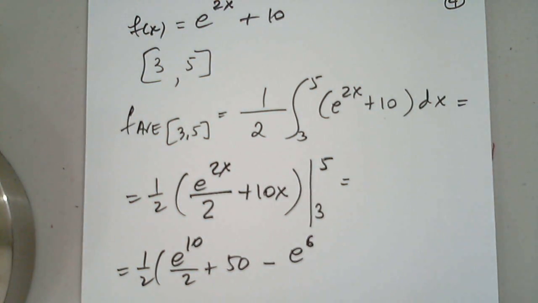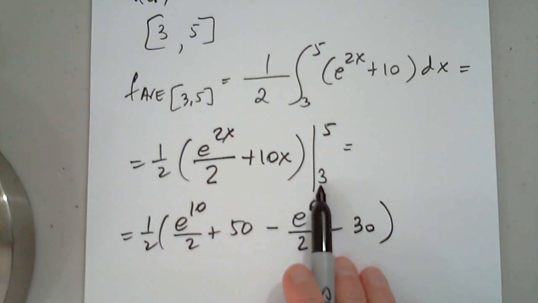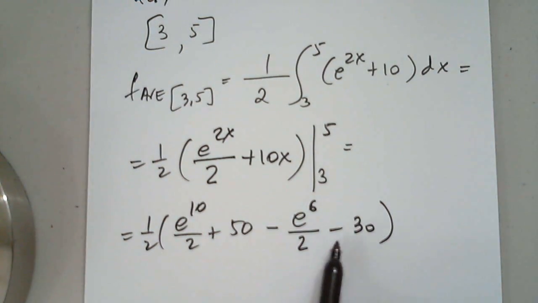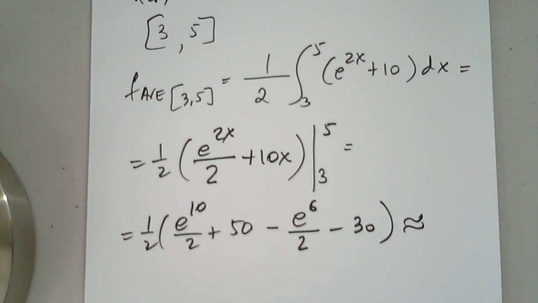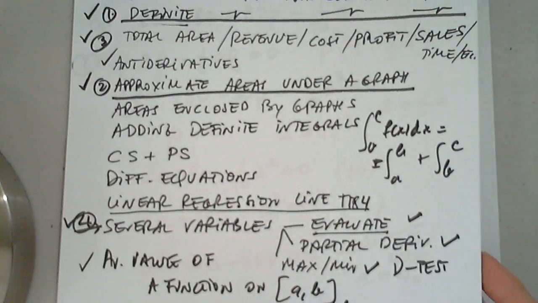Okay, very good. So minus e to the 6 divided by 2 and minus 30. Please remember when you plug in 3, both terms have to be subtracted. And whatever the problem is asking us, we will plug it in and get an approximation. Good. Okay.